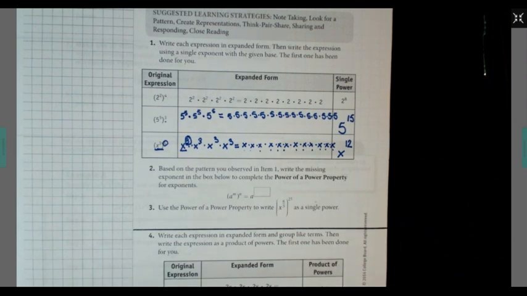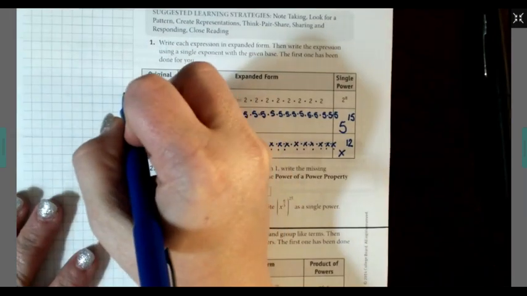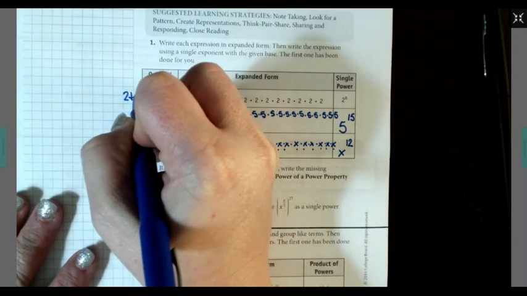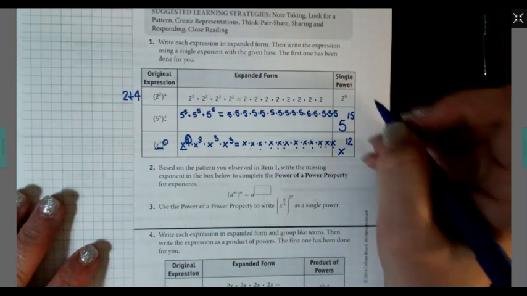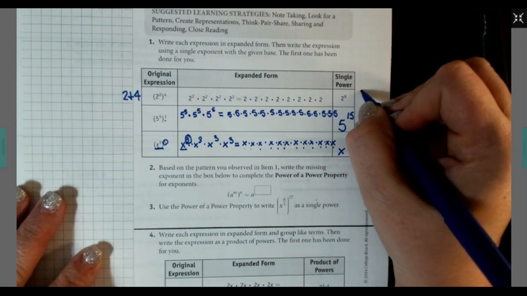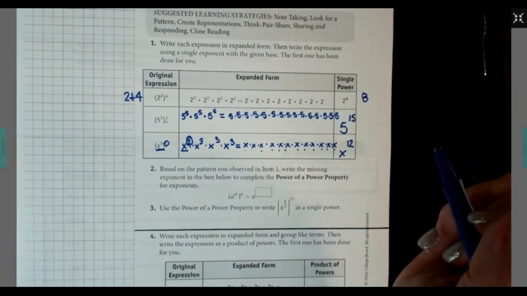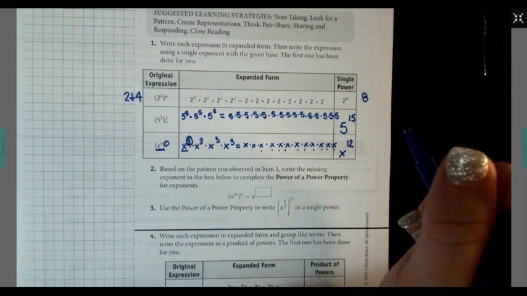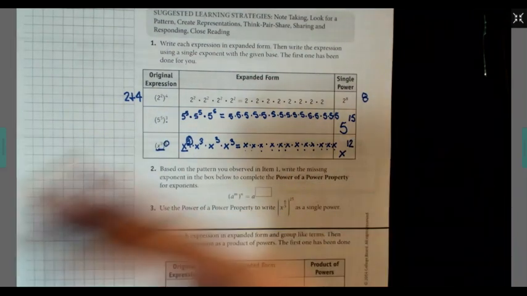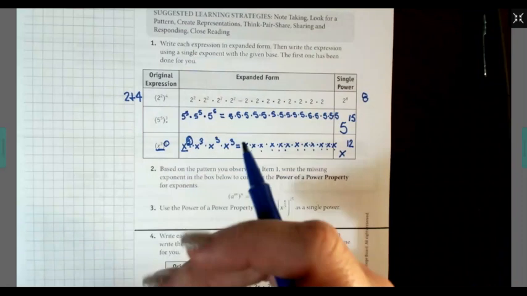Based on the pattern you observed in item 1, write the missing exponent in the box below to complete the power of a product property for exponents. Okay, now over here we had exponents 2 and 4, right? And then over here we had 8. Well, it's not 2 plus 4, right? That's 6. Can't be a subtraction because that would either be positive 2 or negative 2.